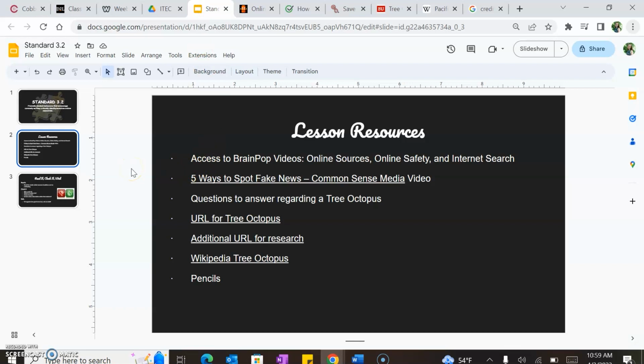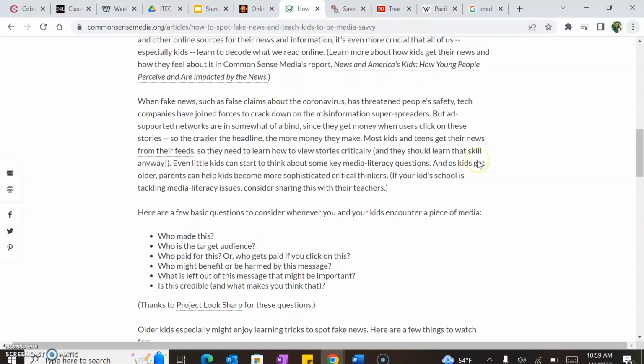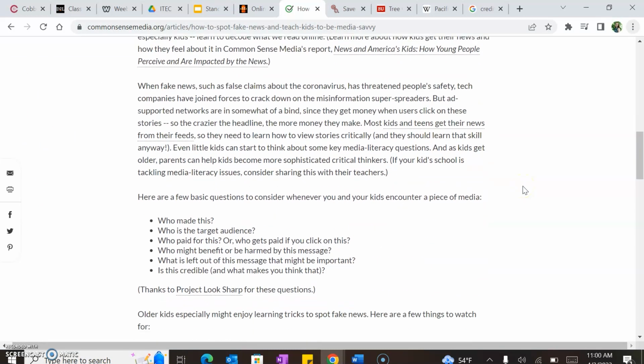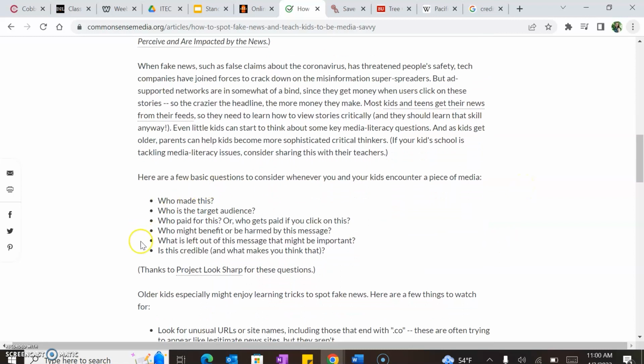After watching those 3 BrainPop videos, the students were then asked to go to Common Sense Media to look at an article on 5 ways to spot fake news. In this article, the students were to watch the video, and then when they scrolled down, they were looking specifically at these questions to determine what to do when encountering a piece of media.